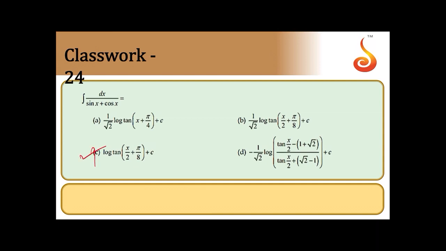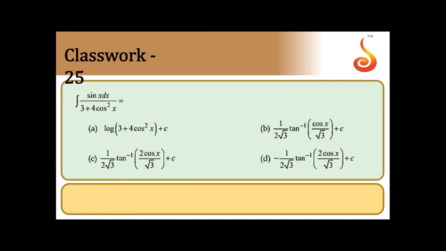So 1 by root 2, I think it is the B option. Yes, 1 by root 2 is here. So 1 by root 2 times logarithm of tan x by 2 plus pi by 8.